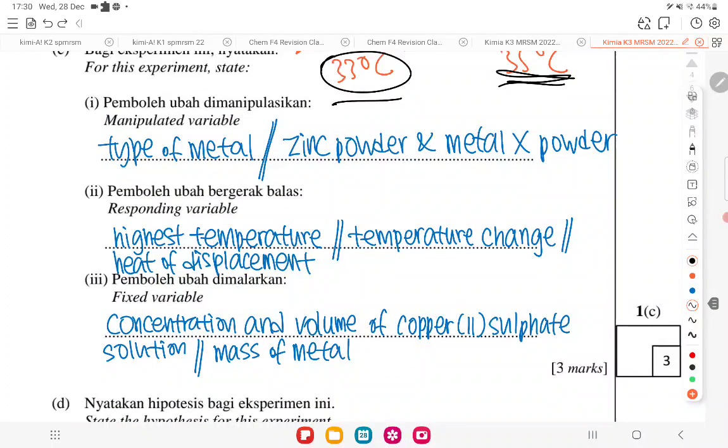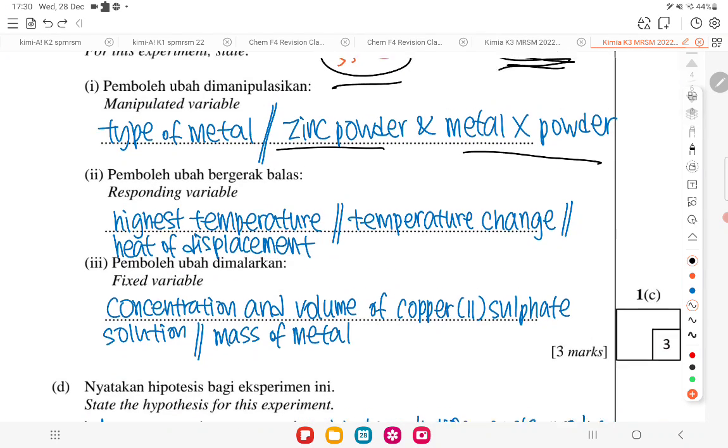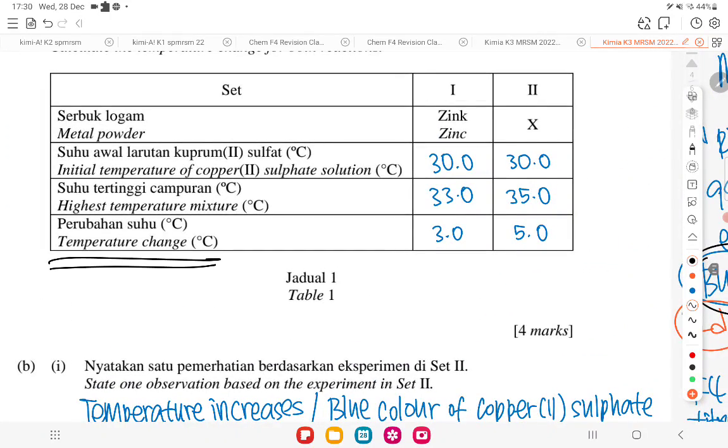So what is the manipulated variable? Zinc and metal X. When you put zinc in copper sulfate and put metal X in copper sulfate, what is the responding variable? Heat of displacement. So who has the higher heat of displacement? You can look at the temperature change. The greater the temperature change, the higher the heat of displacement.